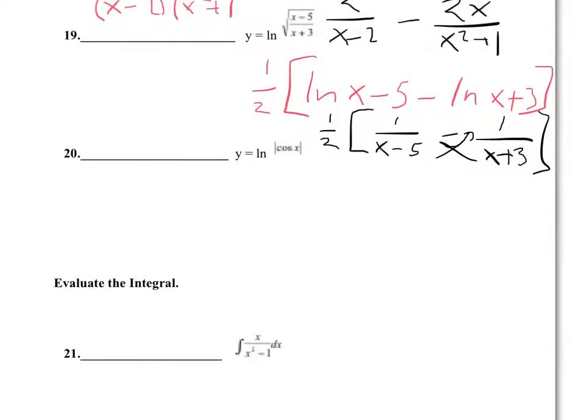Number 20. Let's see. Natural log of cosine. So that means I need the derivative of cosine on top, which is negative sine of x, all over the original. Negative sine over cosine is just negative tangent of x then. Okay. All right.